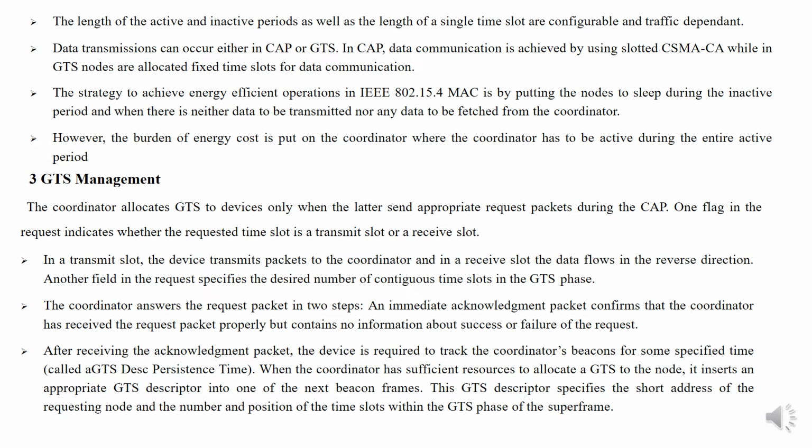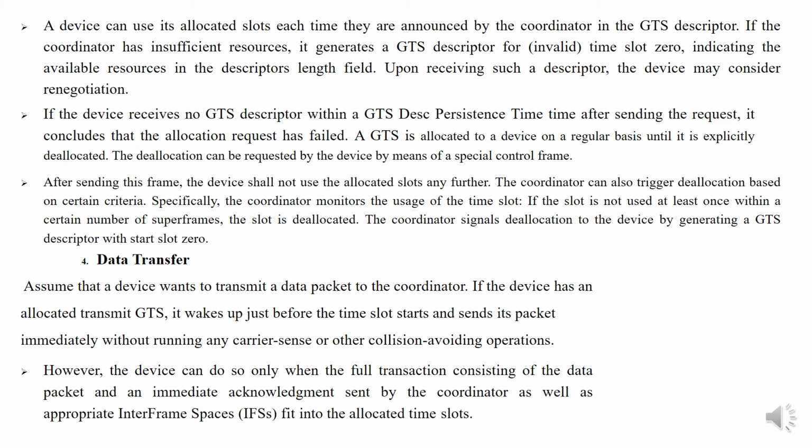The GTS descriptor specifies the short address of the requesting node and the number and the position of the time slots within the GTS spaces of the superframe. A device can use its allocated slots each time they are announced by the coordinator in the GTS descriptor.